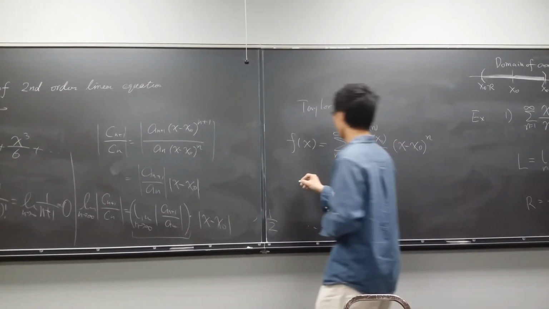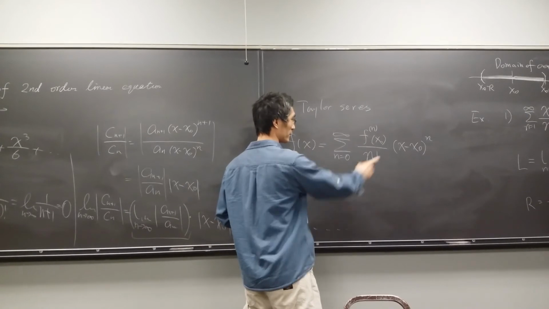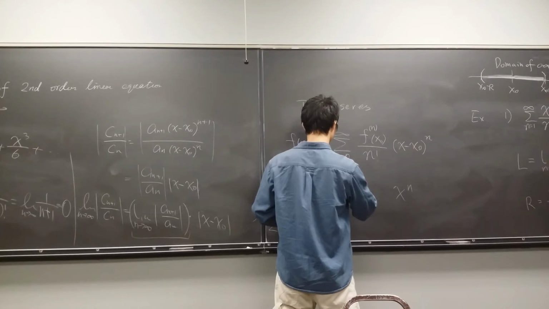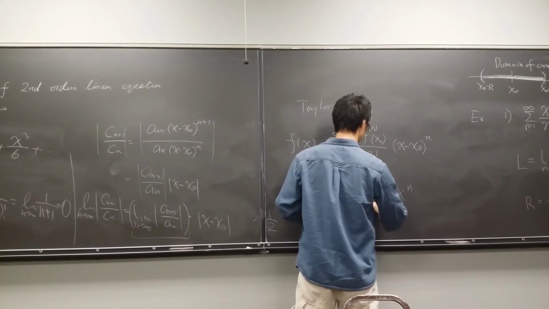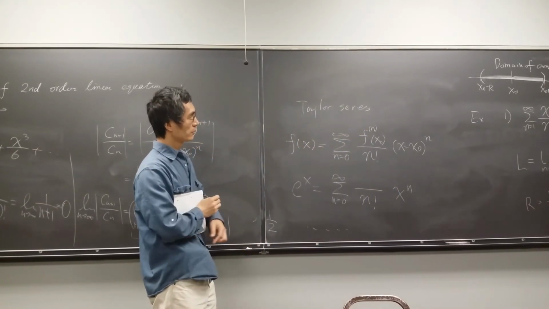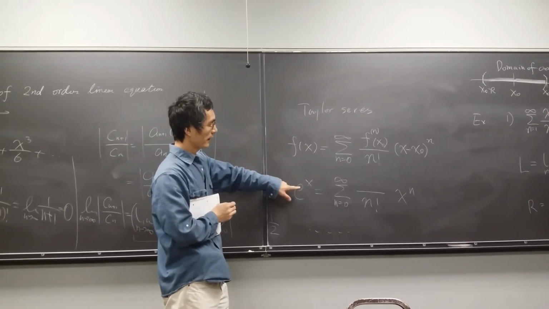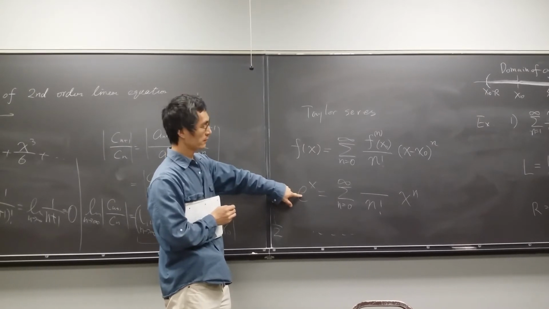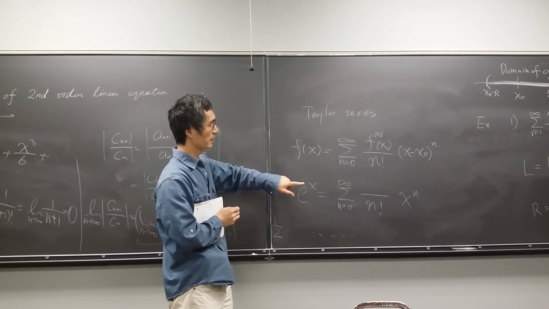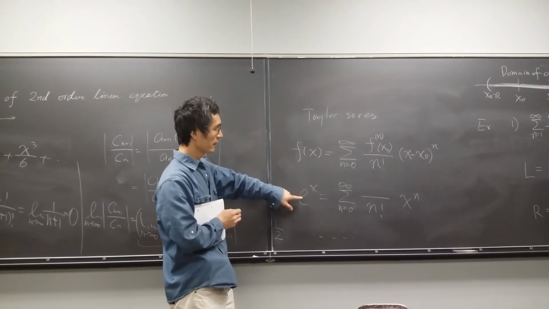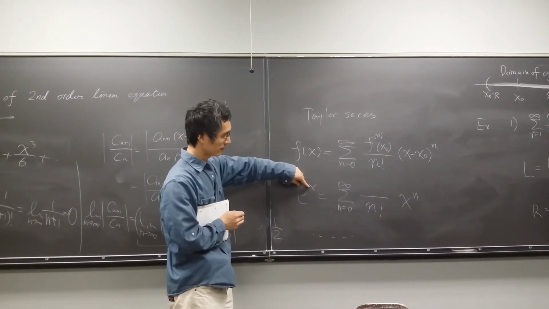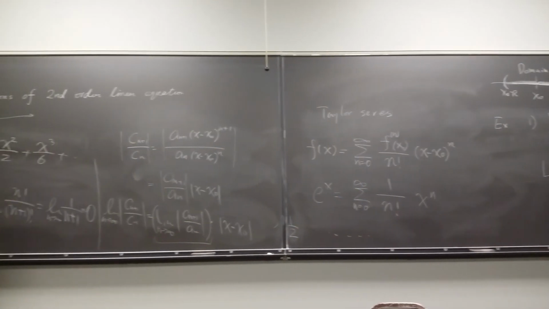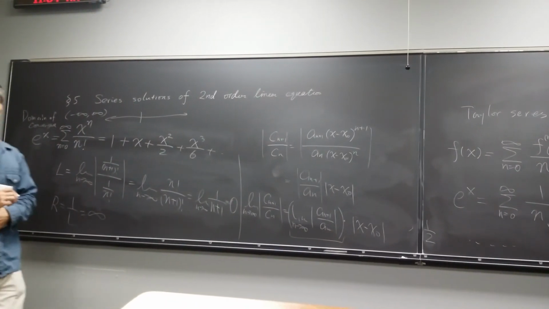So let's take a look at e to the x, and let's choose x naught to be 0. Then this is the n factorial down there. And what is the numerator? The numerator would be the nth order derivative of this function evaluated at 0. Well, you know the exponential function has a derivative the same as itself. So no matter how many times you take the derivative, it's still itself. Then you plug in x naught equals 0, you get e to the 0, which is 1. And that's exactly what we have here. So we know this is the Taylor series.